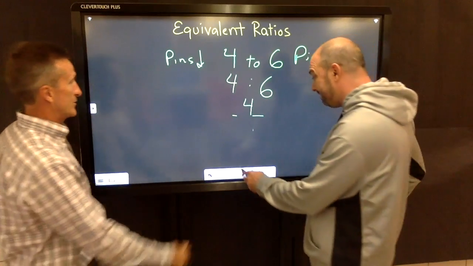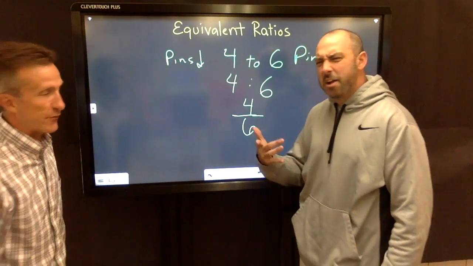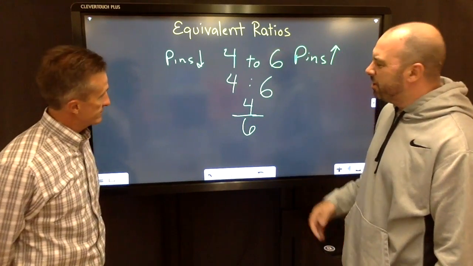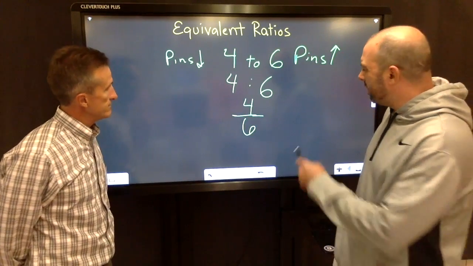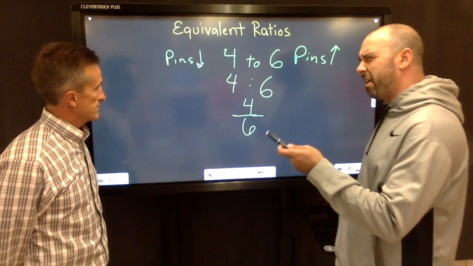So it's like a fraction? Just like a fraction. Awesome. It looks just like a fraction. Well, then I started thinking, what if I wanted to make an equivalent ratio of that? Is there something I could do?